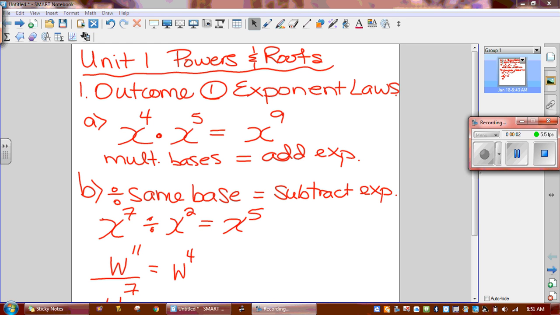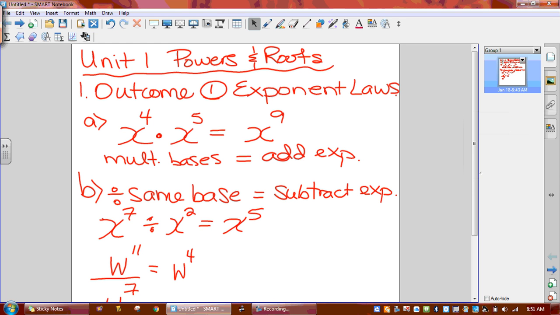Okay, welcome to Unit 1 review for the PhD, powers and roots. The first outcome is the exponent laws. So we take a look at example 1 here with the example A. We've got our base is x exponent 4 times x exponent 5. We get x exponent 9 because what are we doing? We are adding exponents to get our final answer.